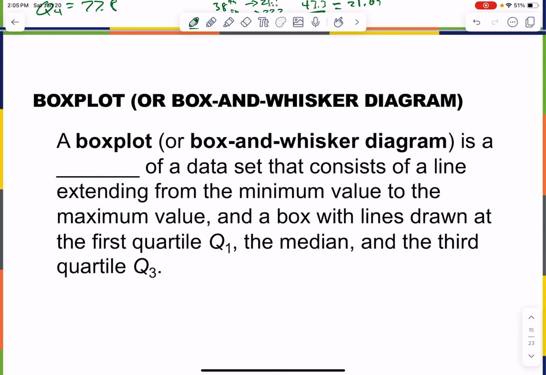So a box plot, also called the box and whisker diagram, is a display or a representation of a data set that consists of a line extended from the minimum value to the maximum value, and a box with lines drawn at the first quartile, the median, and the third quartile.